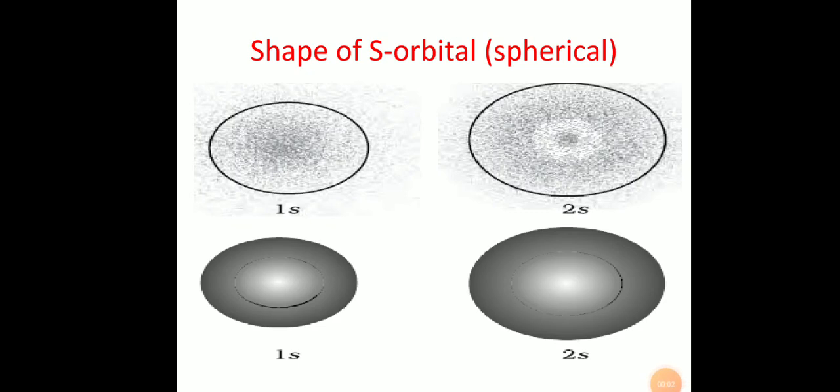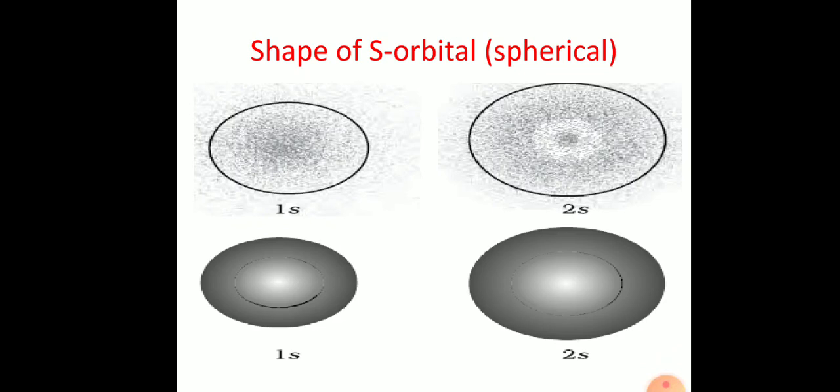Hello class. Today we are going to study... before that let me recapitulate the previous classes that we have done. In our last classes we have seen quantum numbers. And we also came to know how we can find all the quantum numbers: principal quantum number, azimuthal quantum number, magnetic quantum number and spin quantum number, by using the formulas. Okay.